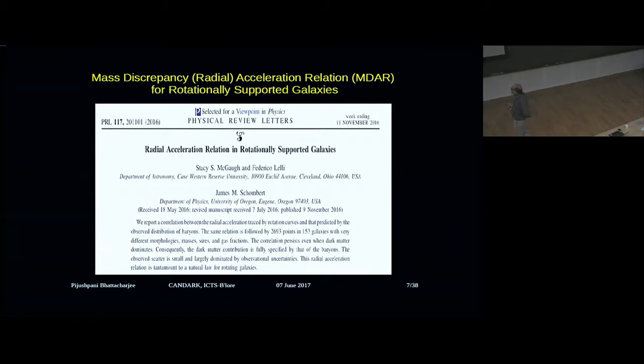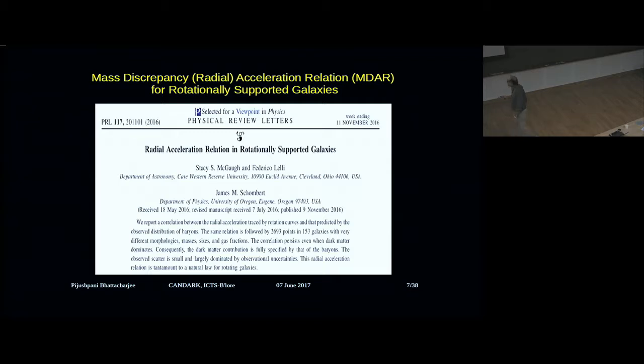That's what people have been doing all the while. The same relation is followed by 2693 points in 153 galaxies. These galaxies are of various different types. He has collected together the latest data with very different morphologies, masses, sizes, and gas fraction. And this correlation persists even when dark matter dominates. Consequently, the dark matter contribution is fully specified by that of baryons. Because if there is a relationship between the two, if you know the baryons, you can predict what should be the rotation curve. The observed scatter is small and largely dominated by observational uncertainties. And then he adds, this radial acceleration relation is tantamount to a natural law for rotating galaxies.